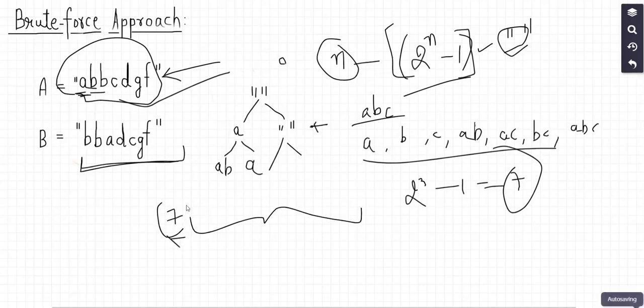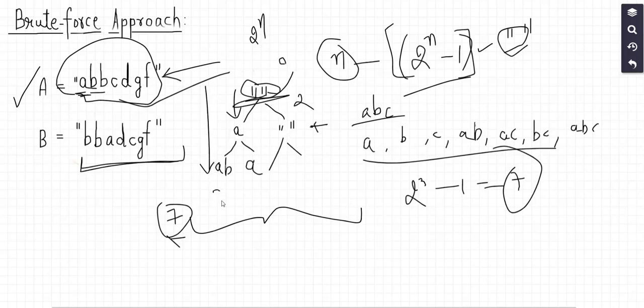Okay, so that's how I generate my subsequences from the given string A, and the time complexity is 2 raised to the power n, because the branching factor for each function, for each node, we can say is 2, and the height of this tree will go up to n, where n is the length of this string. So that's why the time complexity will be 2 raised to the power n for generating all the subsequences.